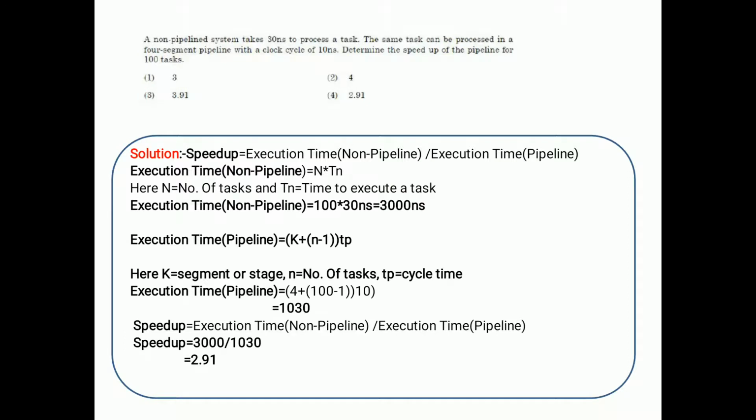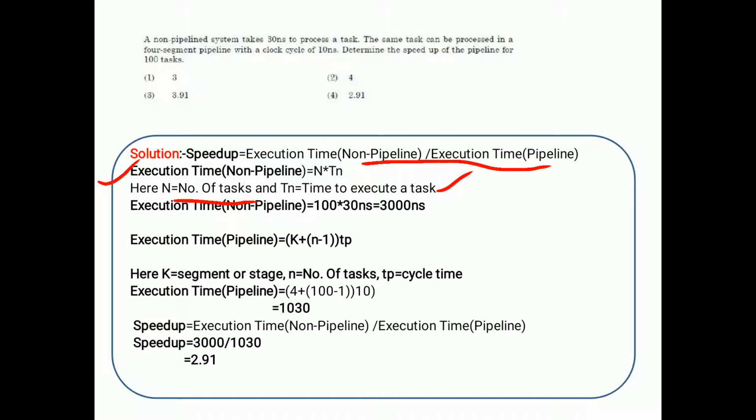Firstly we should know what the speed up of the pipeline is. The speed up of the pipeline can be evaluated with this formula: the execution time of the non-pipeline upon the execution time of the pipeline. So firstly find the execution time for the non-pipeline. The formula for execution time in case of non-pipeline is n into tn, where n means number of tasks and tn is the time to execute a task.